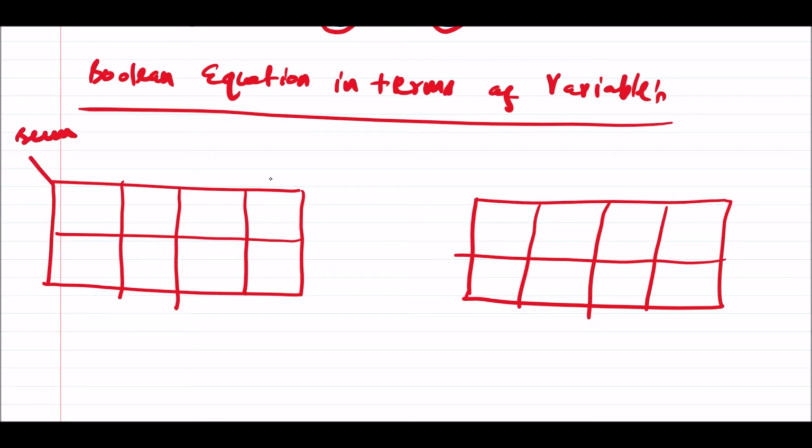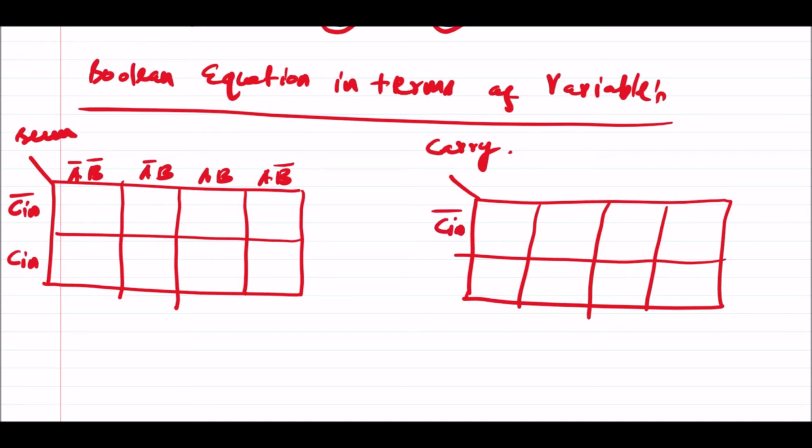So this one is for sum and this one is for carry. So let us put the variable C in horizontally. So this will be C in complement, C in. This one will be A complement B complement, A complement B, A B, A B complement. This one is C in complement, C in. This one is A complement B complement, A complement B, A B, A B complement.